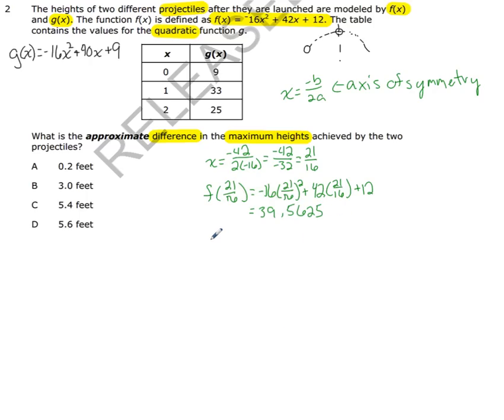Now I'm going to do the exact same thing for g of x. In this case, our axis of symmetry is going to be x equals the opposite of b, which is going to be -40 this time, over 2 times a, which is -16 again. I don't know why my 6s are looking weird, my 4s are looking weird too. Please excuse the bad handwriting.